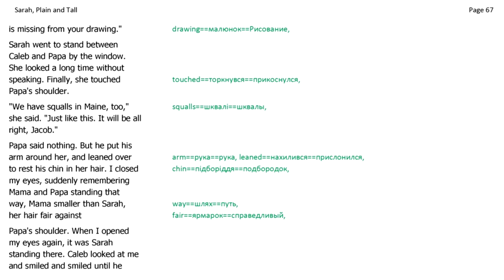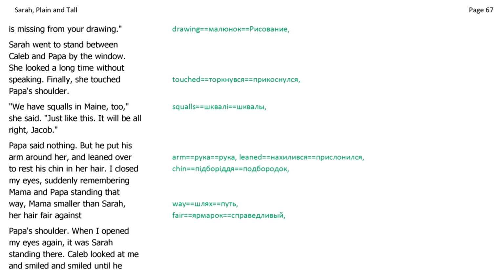Sara went to stand between Caleb and Papa by the window. She looked a long time without speaking. Finally she touched Papa's shoulder. "We have squalls in Maine, too," she said, "just like this. It'll be all right, Jacob." Papa said nothing, but he put his arm around her and leaned over to rest his chin in her hair.